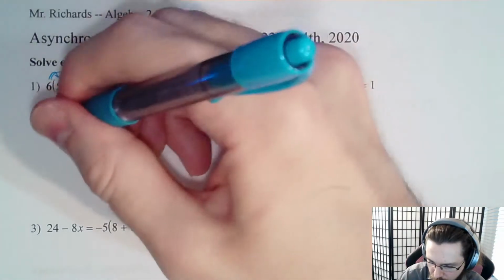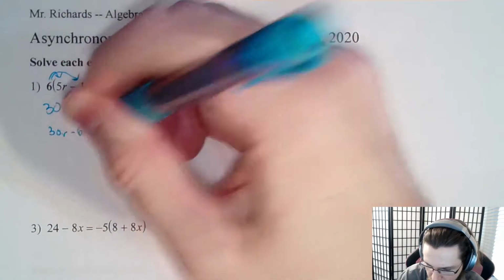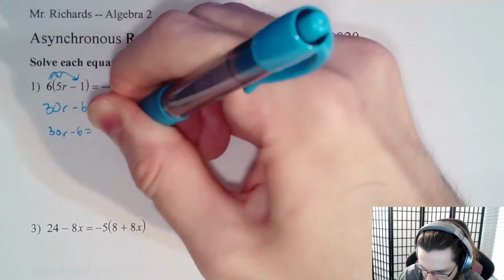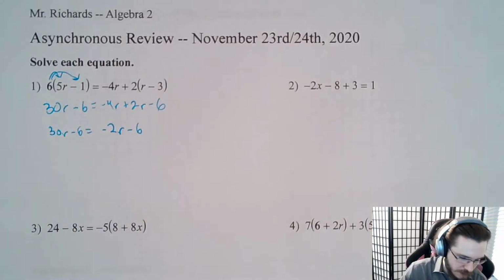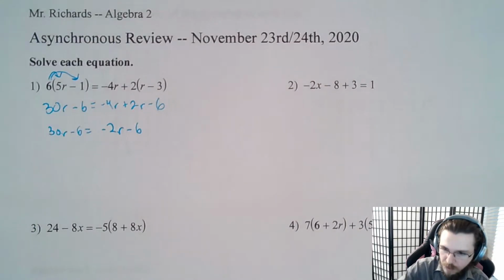Combining like terms on the right-hand side. On the left-hand side, there's nothing to combine. So it's going to be a negative 2r minus 6. And honestly, I think I should be using a black pen. This blue is not showing up as much as I want it to.